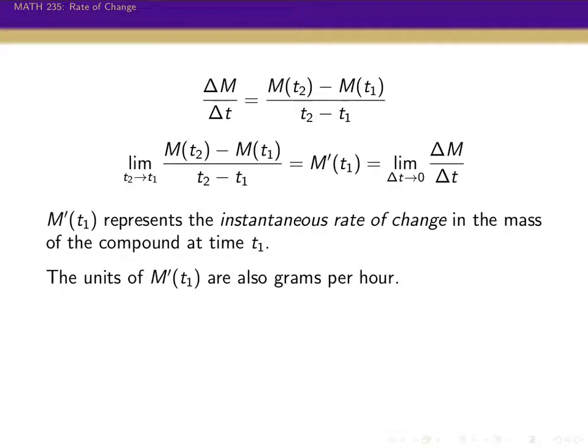So because we are taking the limit of things that are in grams per hour, that doesn't really change. The units of m prime will also be in grams per hour. And that's one thing to remember about derivatives, especially when you're thinking about them as representing the instantaneous rate of change. These are always going to be the same units as for average rate of change.